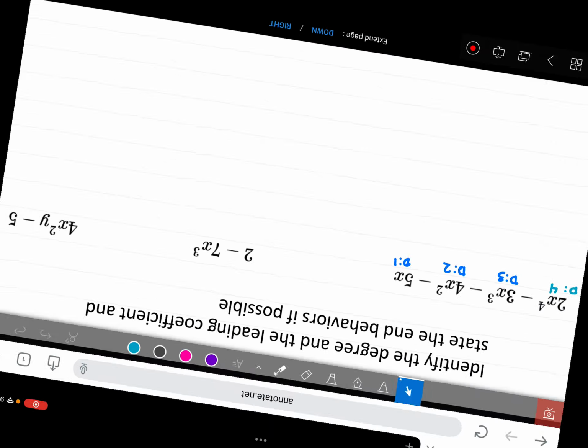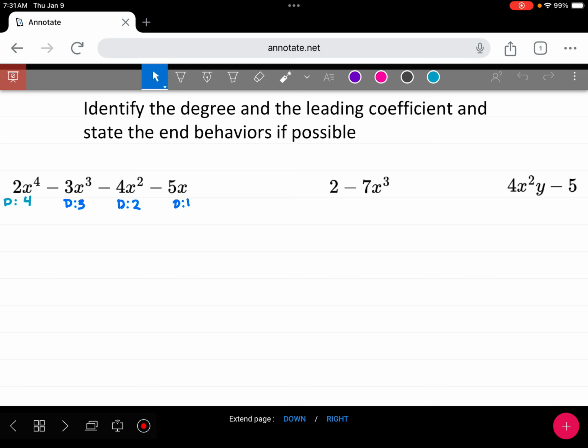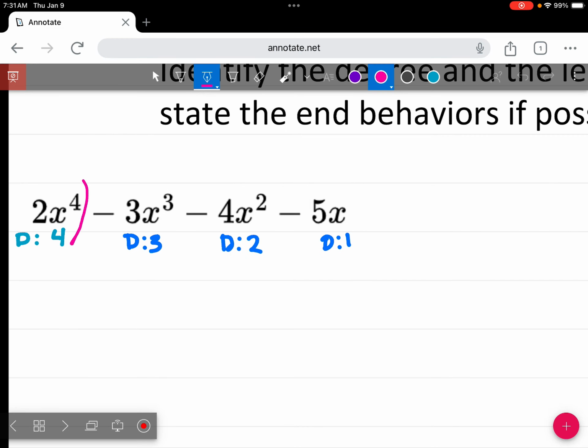There we go. So, what is the biggest degree that we have here? 4. So this is our most important term. This is our biggest degree of any individual term. So the degree of our polynomial is that biggest degree. So the degree for this whole thing is 4. So 2x to the 4th has a degree of 4, and 2x to the 4th minus 3x cubed minus 4x squared minus 5x has a degree of 4.